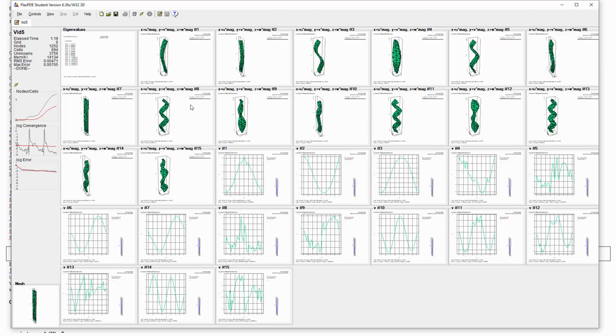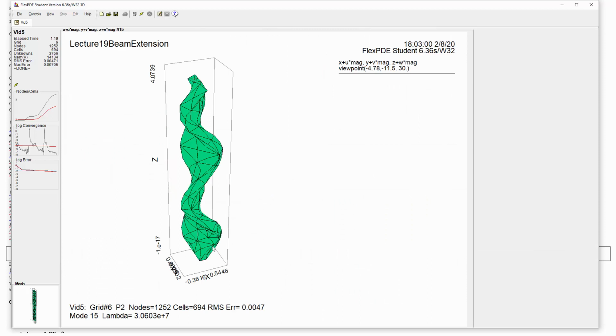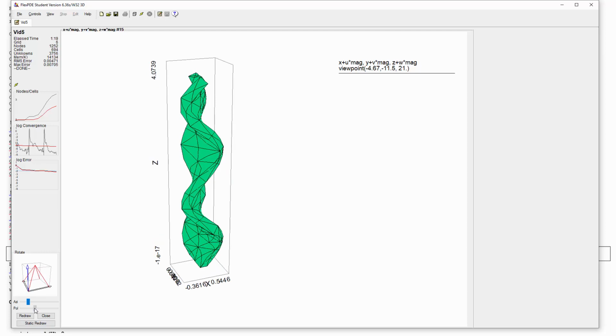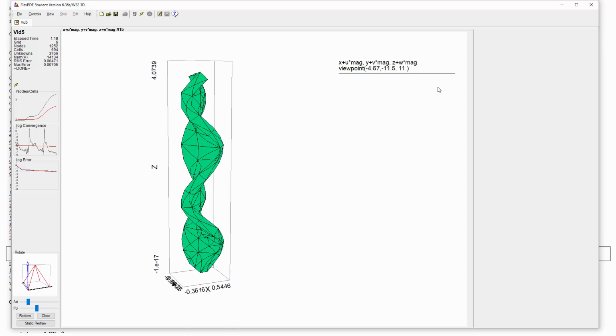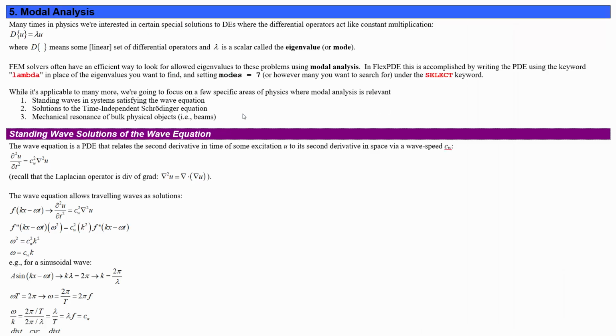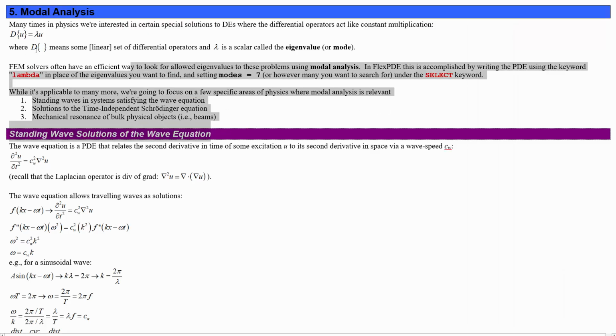So this modal analysis is a great time saver, or really kind of convenient, if we want to find all the different possible funky modes that we might have for different shapes here. While there's lots more to explore with this, hopefully that's a bit of an introduction to modal analysis and how you can try to use it to solve for standing wave systems that satisfy the wave equation, solutions to the time-independent Schrödinger equation, and mechanical resonance of bulk physical objects.